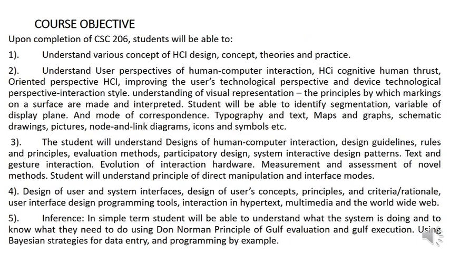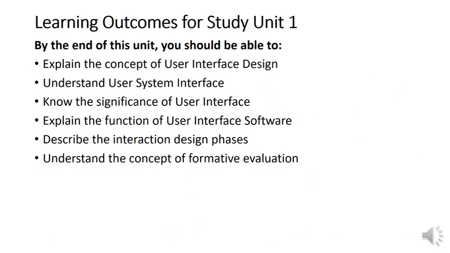the same, and the course objective is still similar to chapter 1, section 1, section 2, and section 3. The learning outcome of study section 4, unit 1. By the end of this unit, it is expected that the student should be able to know the significance of user interface, to be able to explain the function of user interface software and explain the concept of user interface design, and understand user system interface, and to be able to also understand the concept of formality, evaluation, and describe interaction design phases.